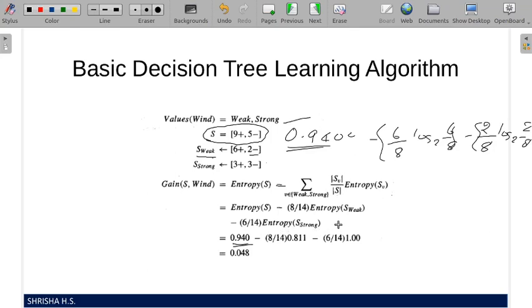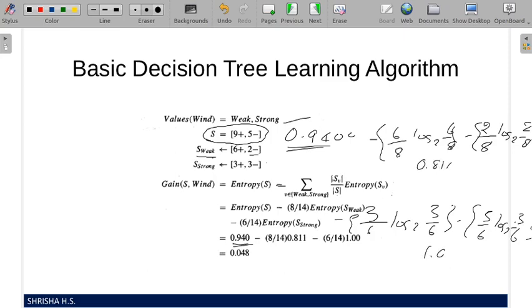How to calculate entropy of strong? Minus, the total number of values is 6, in that 3 are positive, so 3 by 6 log 2 of 3 by 6, minus the other 3 by 6 log 2 of 3 by 6. So you substitute these values: 0.94 minus 8 by 14 times the entropy of weak, which is 0.811, minus 6 by 14 times the entropy of strong, which is 1. You do the arithmetic and you get this value. This will be the information gain.